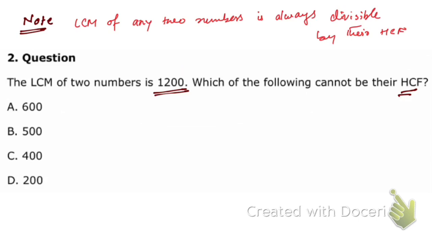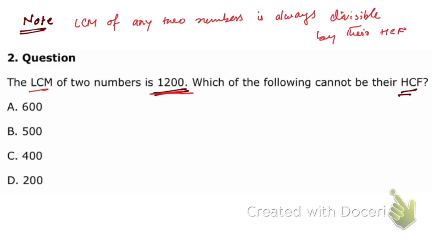Okay, so which of the following numbers cannot be the HCF of those two numbers? The LCM of those two numbers is given as 1200, but we need to find the possible HCF out of these four numbers. The possible HCF of those two numbers must divide the LCM of those two numbers. That means it must divide this 1200, right? The HCF must divide the LCM of the two numbers.